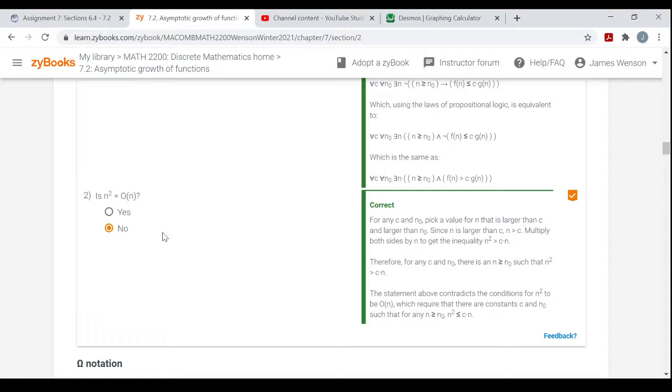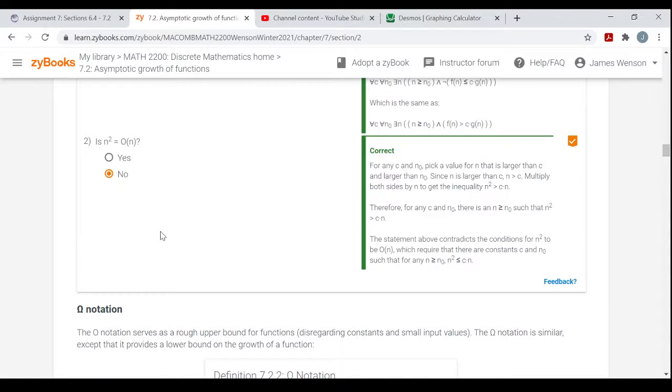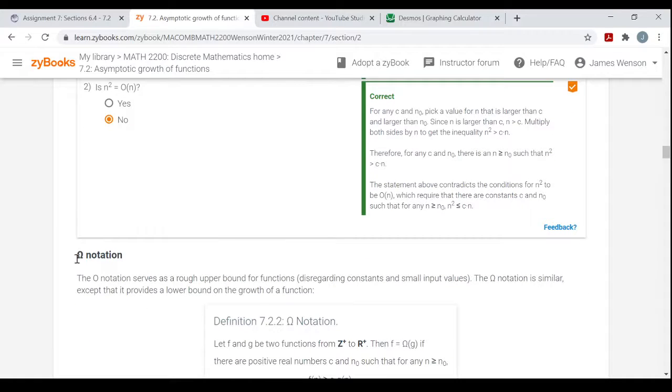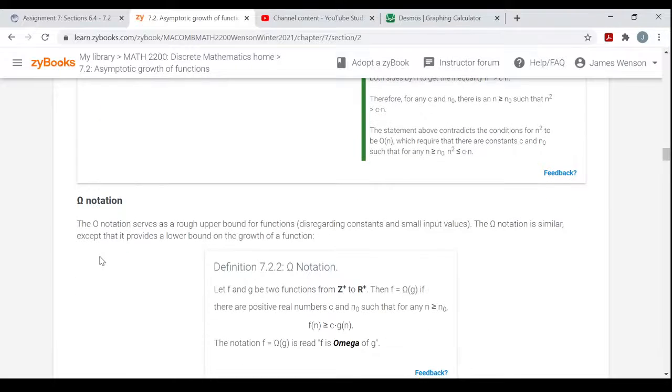All right. Now this next notation. All right, that was a lot, right? A lot of time there on O notation. You have omega notation. This is big omega. All right, so the O notation serves as a rough upper bound for functions, right? Again, disregarding constants and small input values. The omega notation is similar, except that it provides a lower bound on the growth of a function.